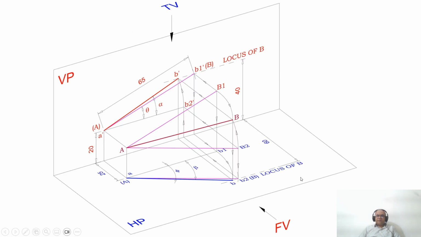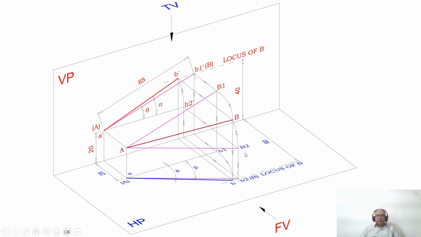Now I want to get the front view. So how to get the front view? In the front view, what is the distance? A dash is above HP by 20 mm and B2 dash is also above HP by 20 mm. Therefore, the line is parallel to HP. Since the line is parallel to HP, you are getting the true length in the front view. So that is AB2.